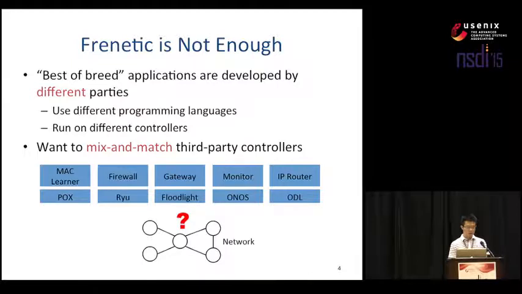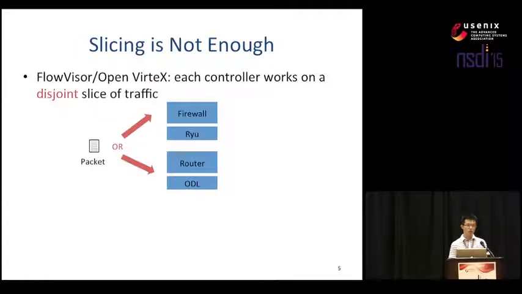Network hypervisors are a possible solution to run multiple controllers on the same network. However, current network hypervisors like FlowVisor and OpenVirteX only support slicing. With slicing, each controller works on a disjoint slice of the traffic. For example, if we have a firewall controller and a router controller, then the traffic is either processed by the firewall or the router. This can be useful for scenarios like multi-tenancy, where each tenant only manages his own traffic.